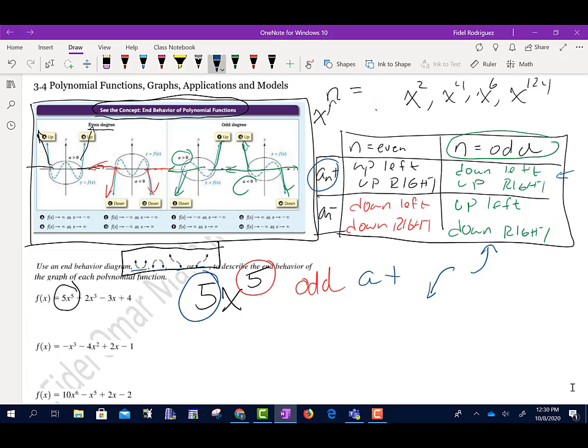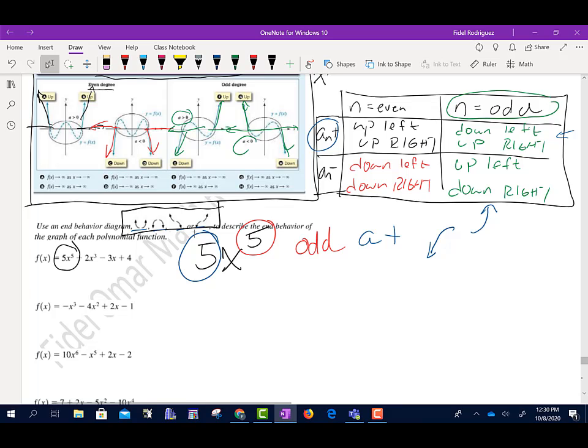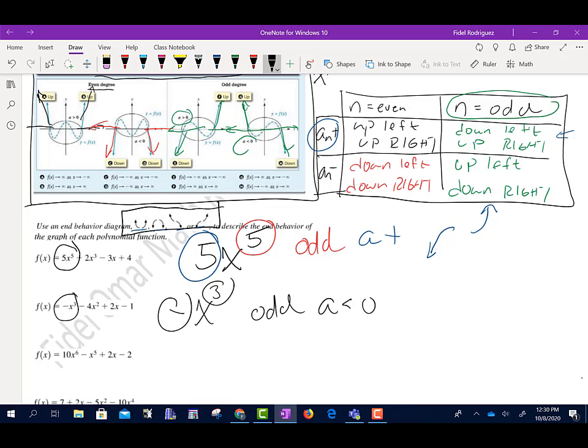Let's see if we can do the same thing for the next one. The next one, my leading term, is negative x to the third. So our exponent is odd, because it's 3. The leading coefficient is negative. So when it is odd and negative, we're going to be going up to the left and down to the right.